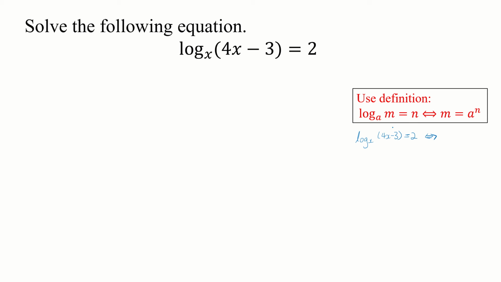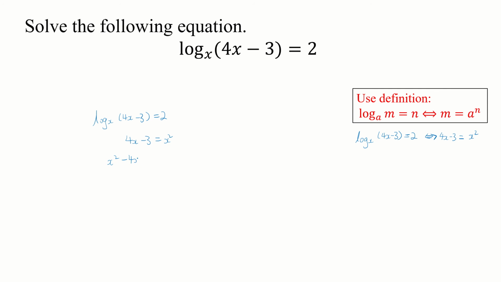So now our m is our 4x minus 3, so 4x minus 3 here equals a to the power of n, which is x squared. So let's rewrite it over here to present our working nicely. Okay, so 4x minus 3 equals x squared. So now you see that we have a logarithmic equation at the start, and we actually changed it to a quadratic equation. So now let's just solve this quadratic equation and see what's going to happen.